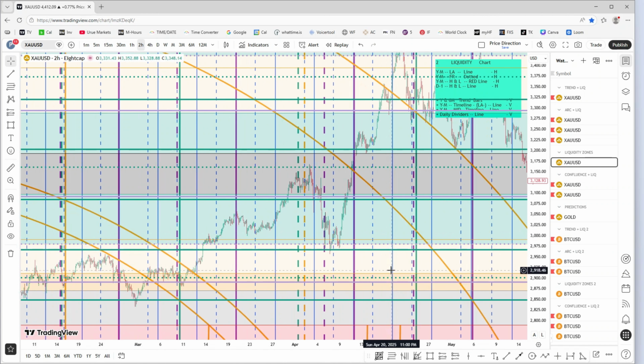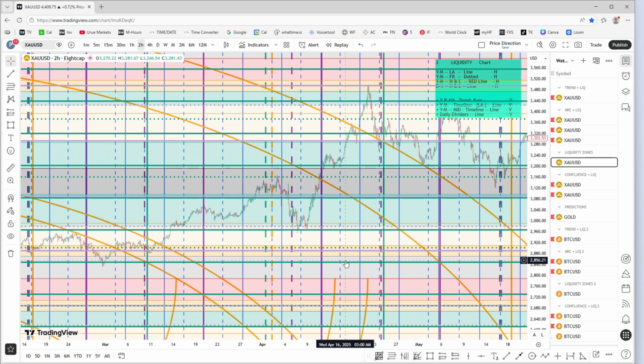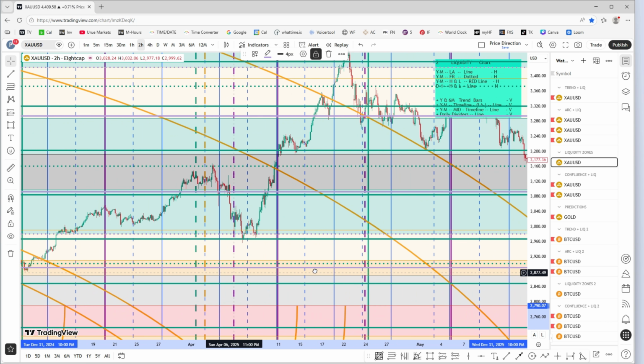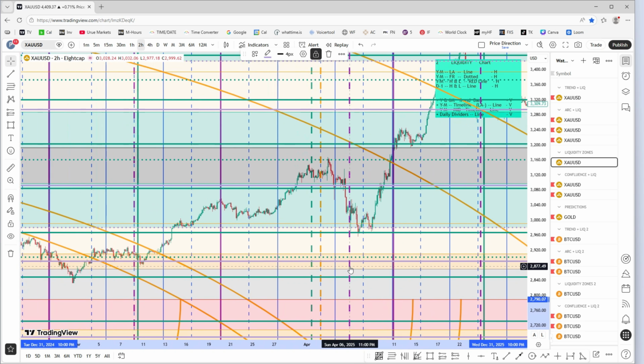Now, what are we trying to explain here? Our previous video showed when price is chasing the Gann arc. Now, in this video, we are explaining when price is feeding off liquidity. All right?